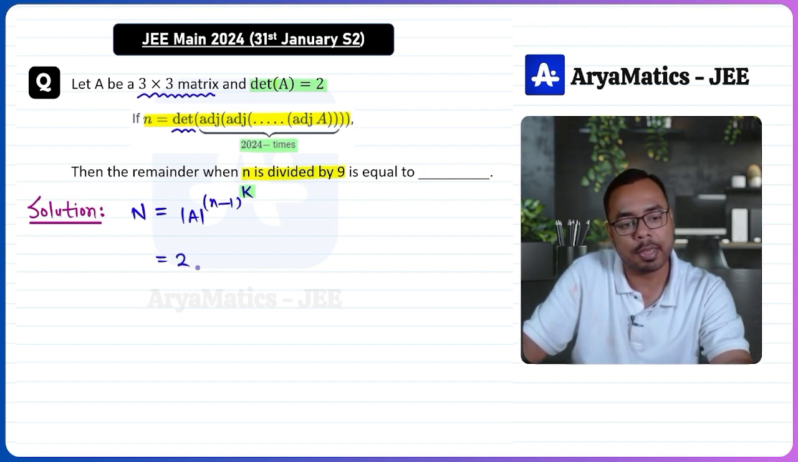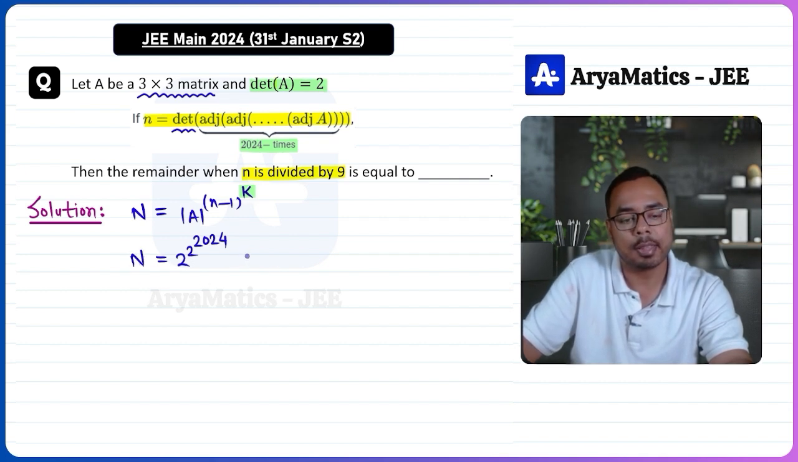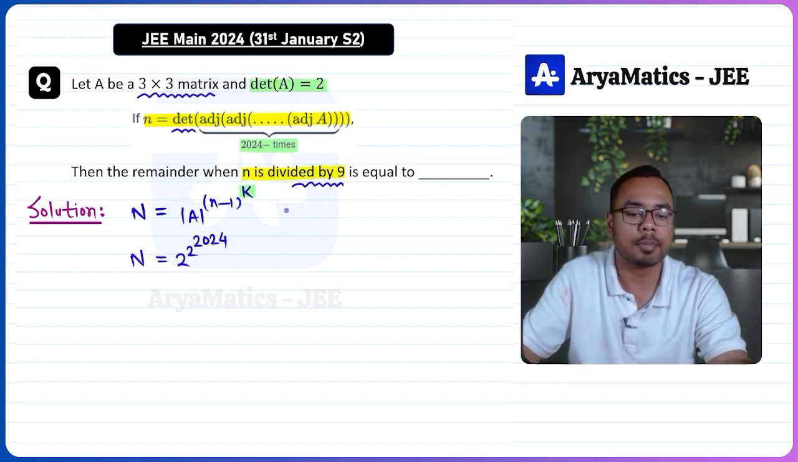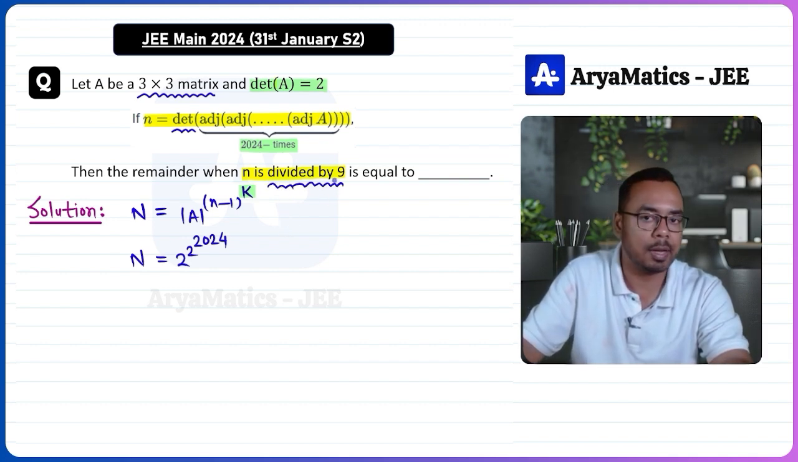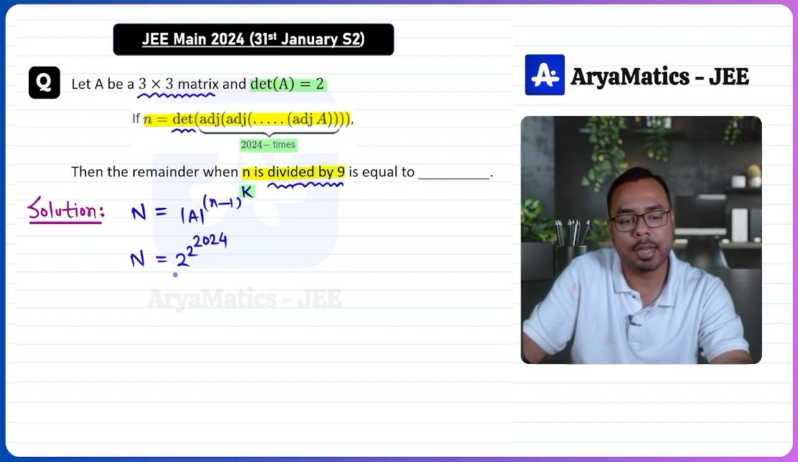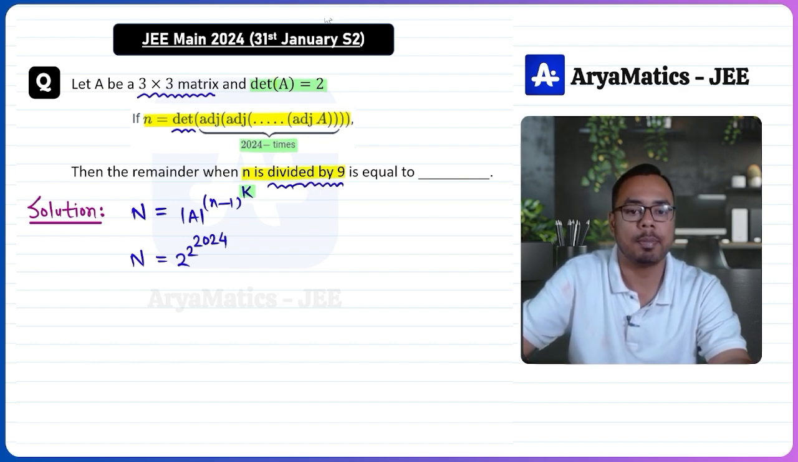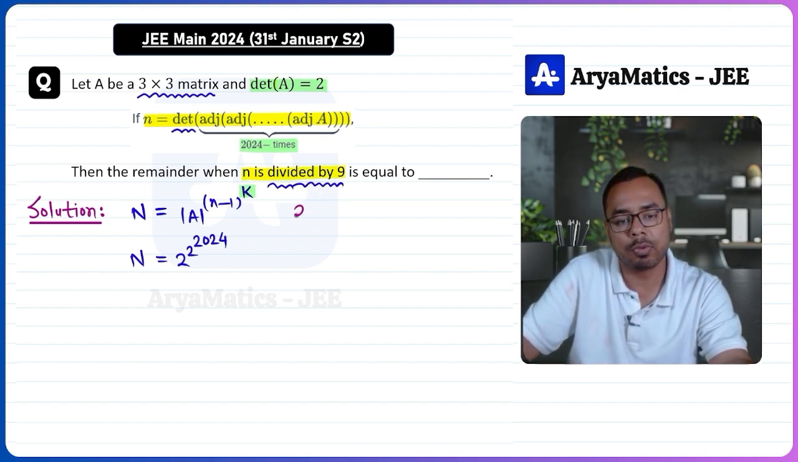So the determinant of A is 2, n is 3, so n minus 1 will be 2, and then this is raised to 2024. This is number N, and this number is divided by 9, so then we have to figure out the remainder. Now remember, when we are dividing by 9, we have to see which exponent of 2 will be a multiple of 9 plus or minus 1. So clearly you can see that 2 cube will be 8, and 8 is nothing but 9 minus 1.